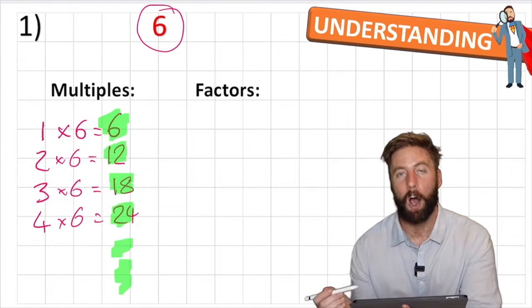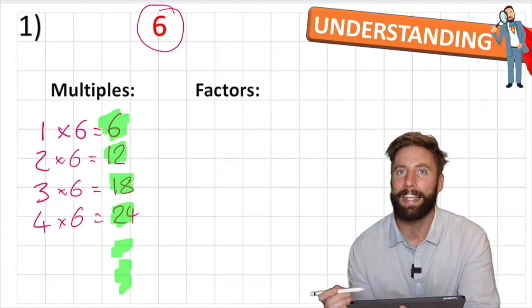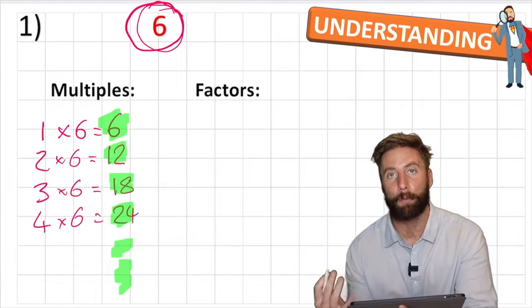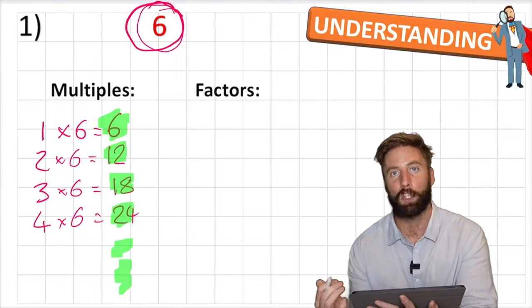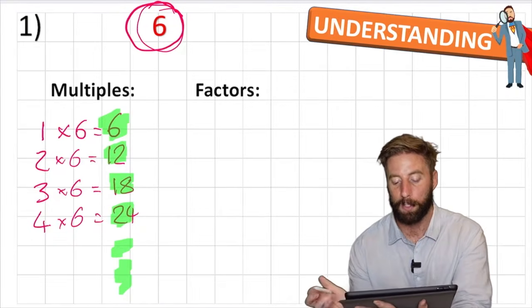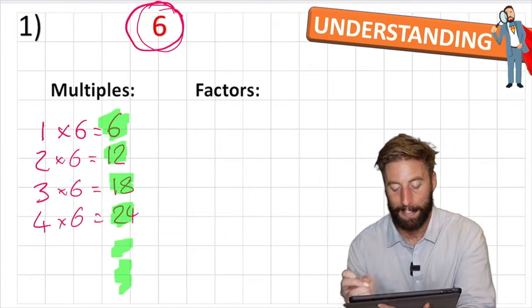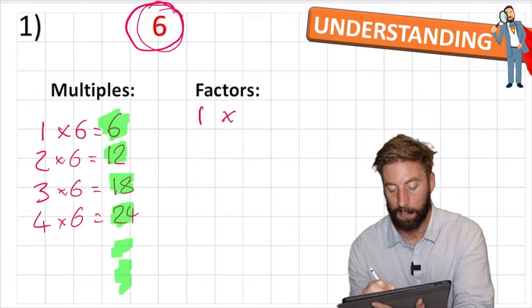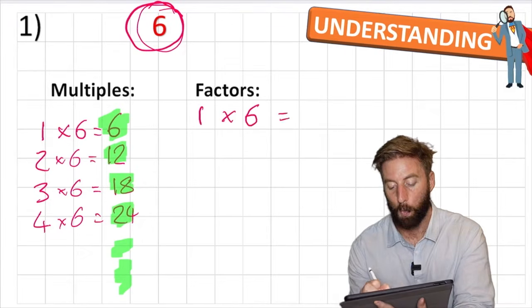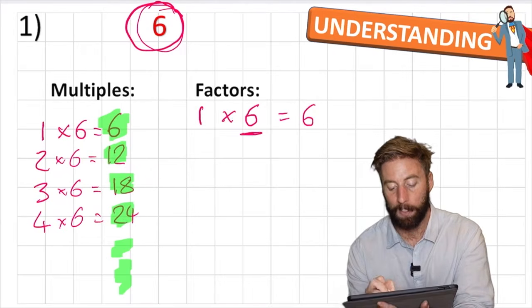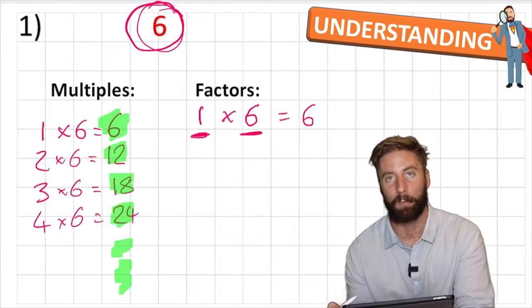Well, factors are pairs of numbers that equal our target number. So again, in this case, we're looking at 6. Our product wants to be 6, so we need 2 integers that are going to equal 6. And again, there's a bit of a logical sequence to this, because we can always have 1 times the number itself, which in this case is 6. 1 times 6 will be 6. So therefore, we can always have the number itself multiplied by 1. They're always going to be our first factors.